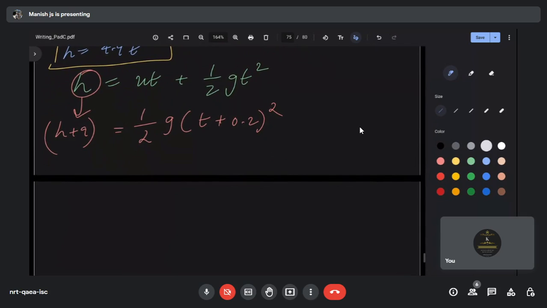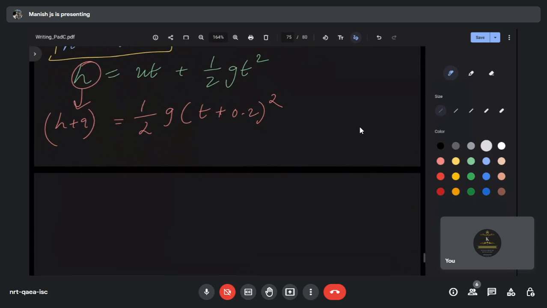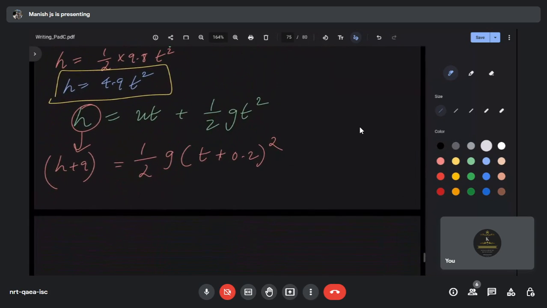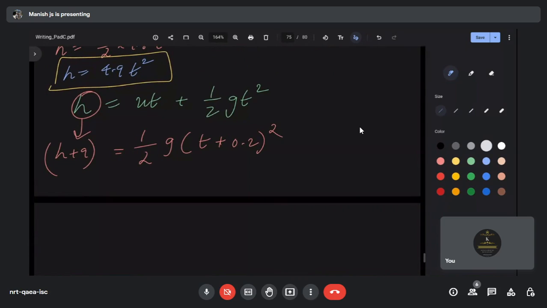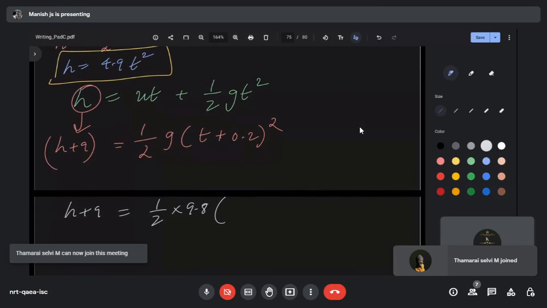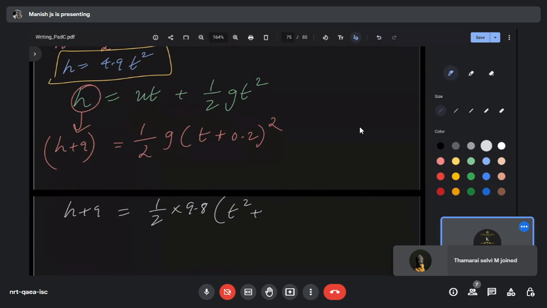So this is how you get the second relation. Now you need to simplify this. Simplify and tell me what is the value of t that you are getting. First we get the relation between h and t, and after that we are going to equate both. That is what we generally do. So proceed: h plus 9 is equal to half, g is anyway 9.8, times t plus 0.2 the whole square. It is of the form a plus b the whole square, so you go for an expansion. So a square, how much is 0.2 the whole square? 0.04. Yeah, 0.04.